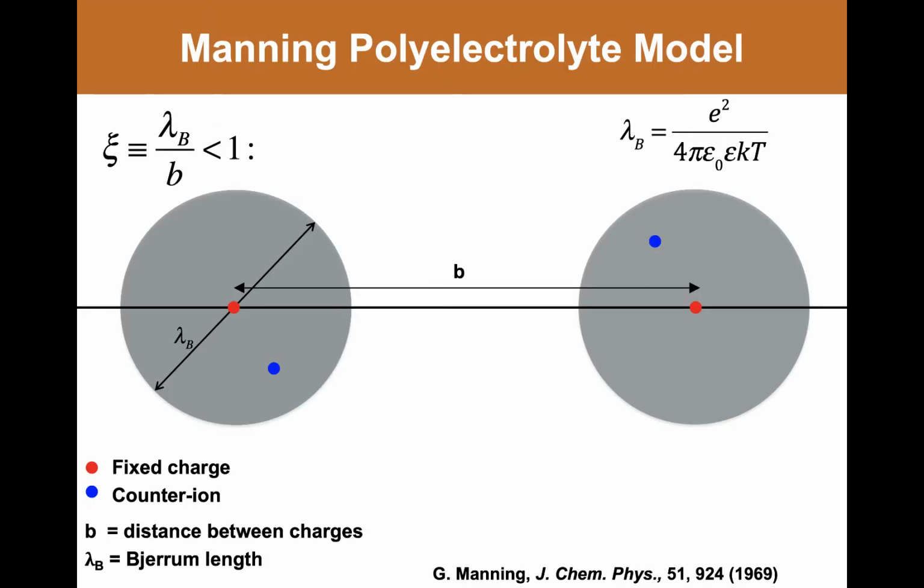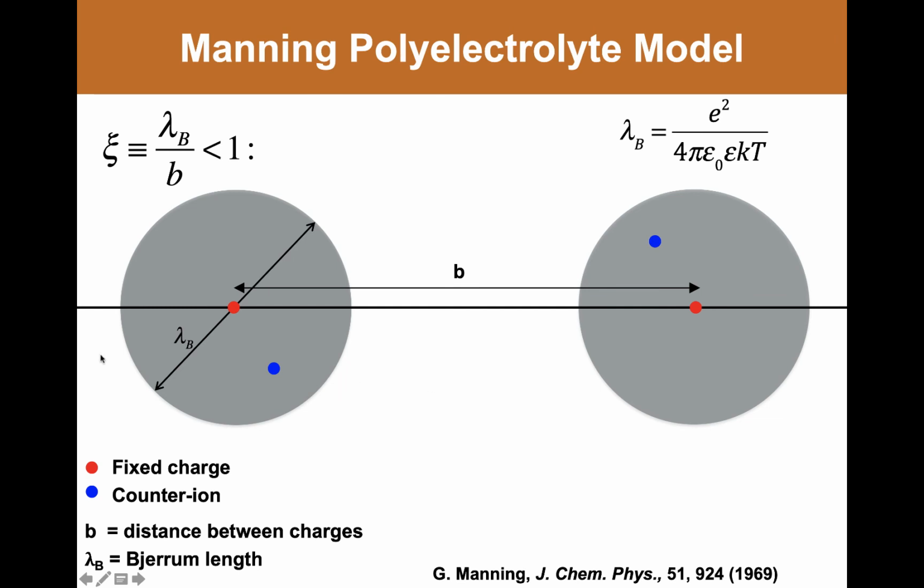One of the most famous models in this field is by Gerald Manning, and it's called the Manning counterion condensation model. Manning published this model in 1969 when he was a postdoc at a university in New York City, on his way to a faculty appointment, and it had a very simple picture for the way fixed charges on the backbone of a polymer chain influence ions in their vicinity.